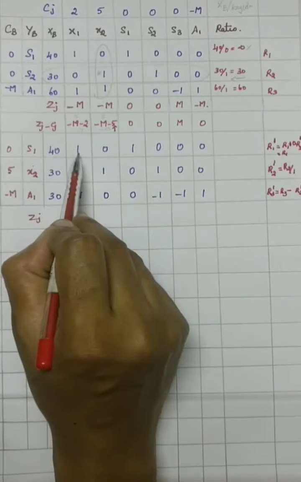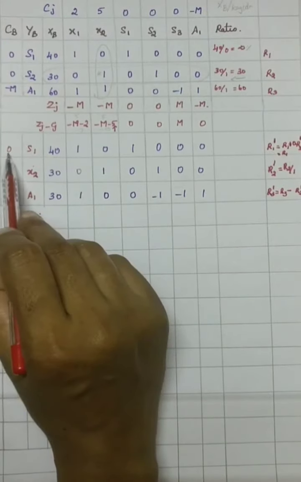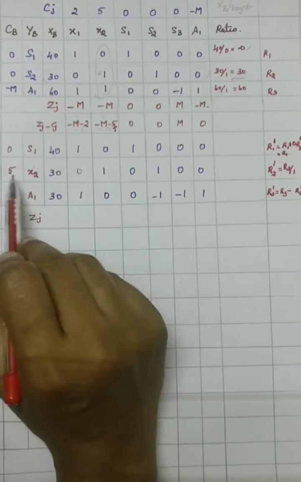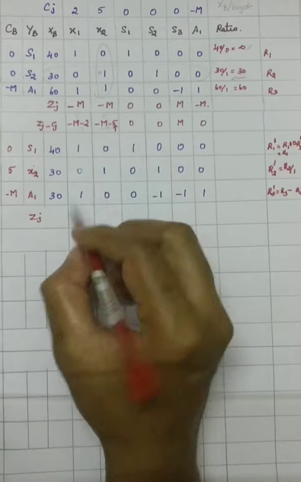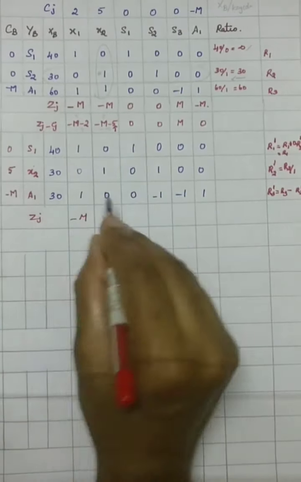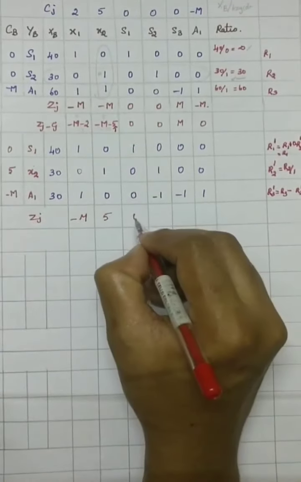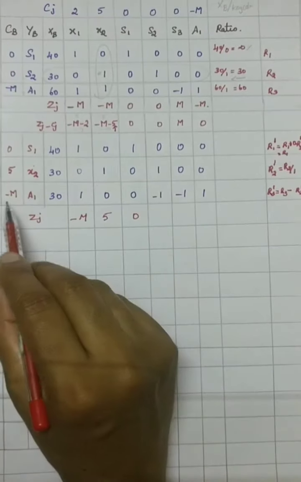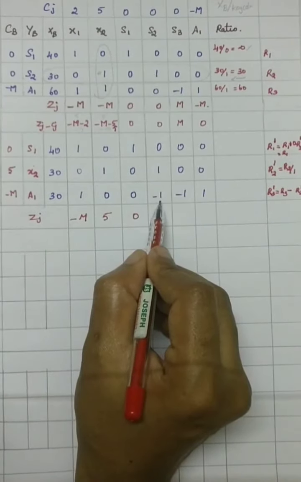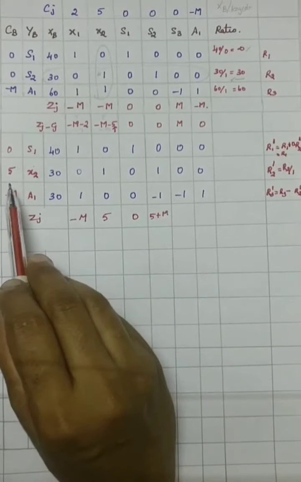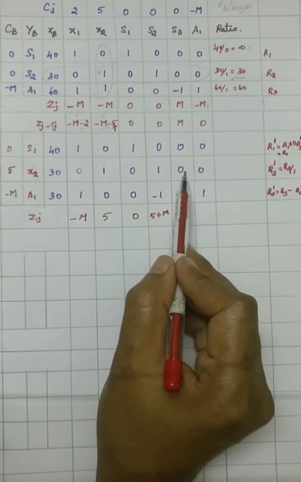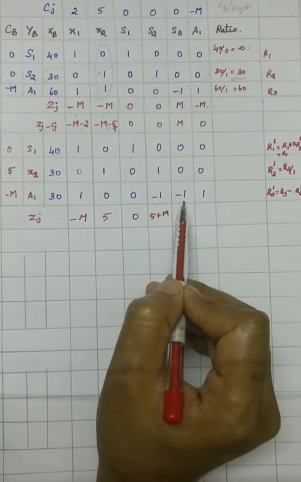multiplying by the CB column and this column. So this will be 0, so you have to omit this one. You have to multiply these two and add. 5 into 0 is 0, into minus M. 5 into 1, here minus M into 0 is 0. 5 into 0 minus M into 0, 0. 5 into 1 minus M into minus 1 is plus M. So 5 plus M.